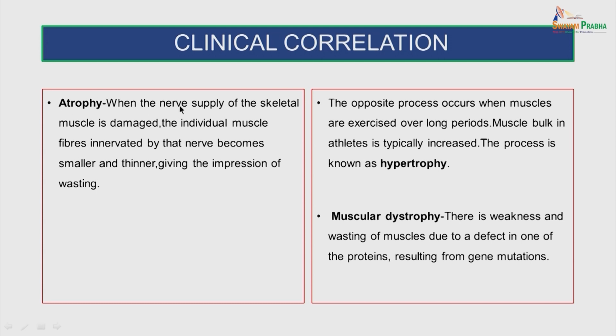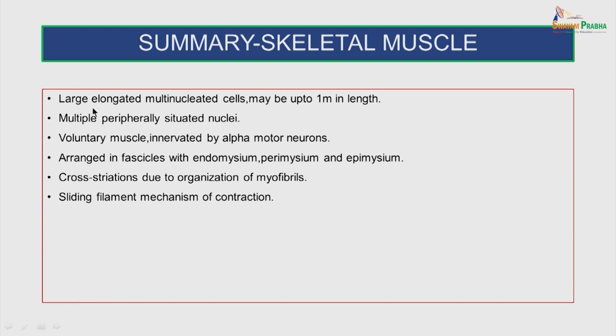What's atrophy? When the nerve supply of the skeletal muscle is damaged, the individual muscle fibers innervated by that nerve become smaller and thinner, giving the impression of wasting. The opposite process occurs when muscles are exercised over long periods. The muscle bulk in athletes is typically increased, so the process is known as hypertrophy. In muscular dystrophy, there is weakness and wasting of muscles due to a defect in one of the proteins resulting from gene mutations. To summarize, skeletal muscle cells are large, elongated, multinucleated cells, which may be up to 1 meter in length.